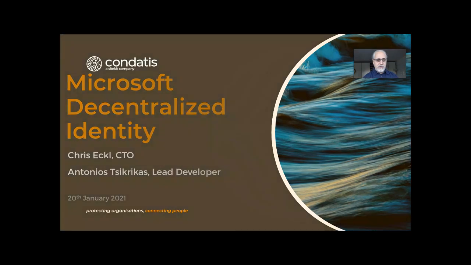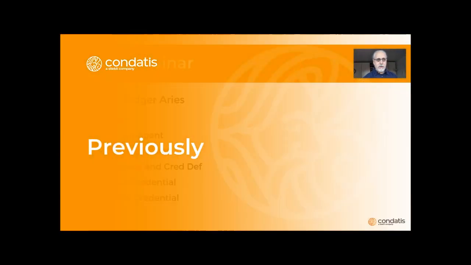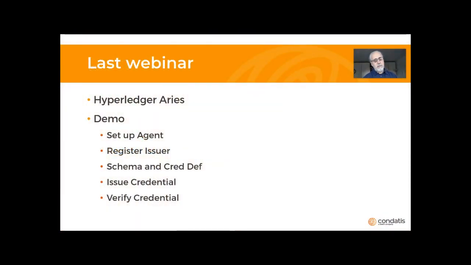So in the previous webinar, we covered some of the standards and protocols being used in decentralized identity. We then looked at the agents and wallets which implement the standards and allow the users to hold, manage, and share their identity. And we looked at the interoperability challenges and had a demo of the Condatis staff passport system to see decentralized identity in real use.